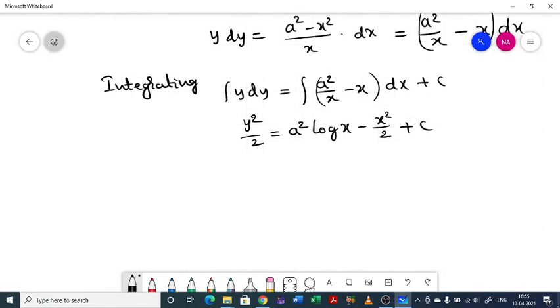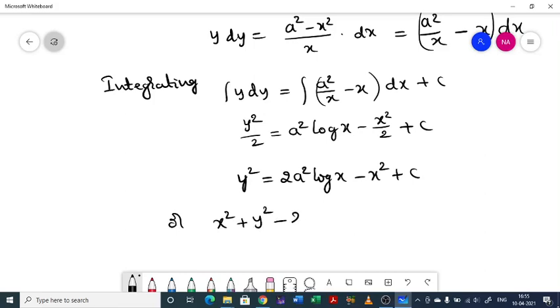or multiplying throughout by 2, y square equal to 2a square log x minus x square plus c, or x square plus y square minus 2a square log x equal to c. So this is the required orthogonal trajectory.